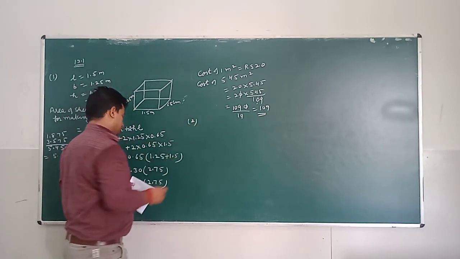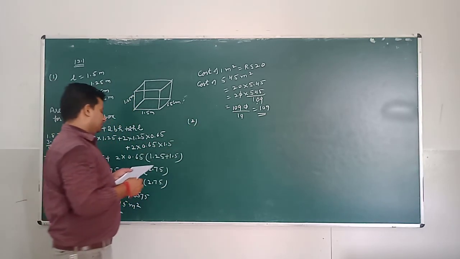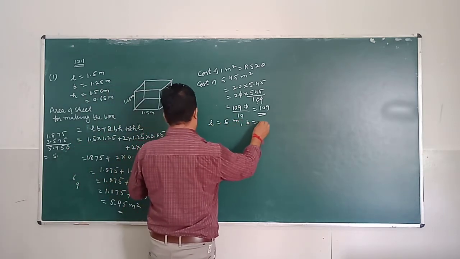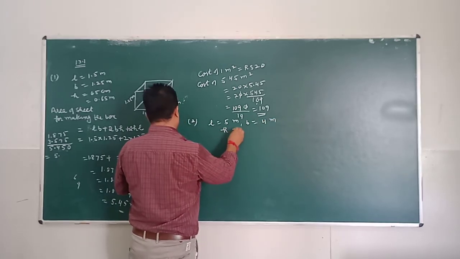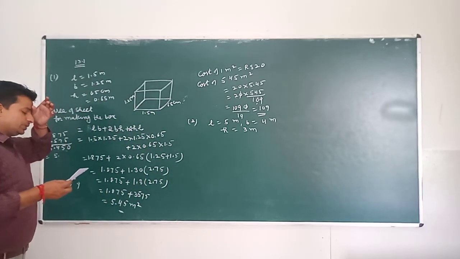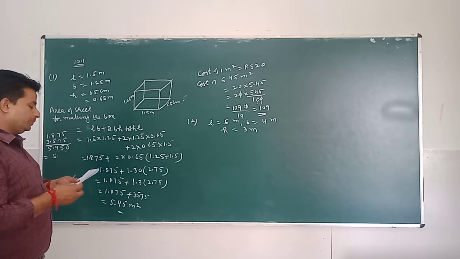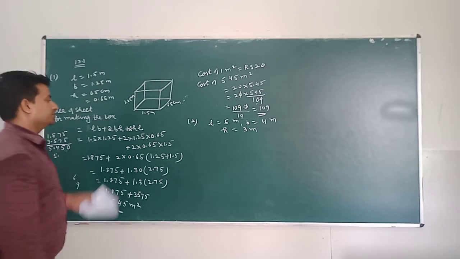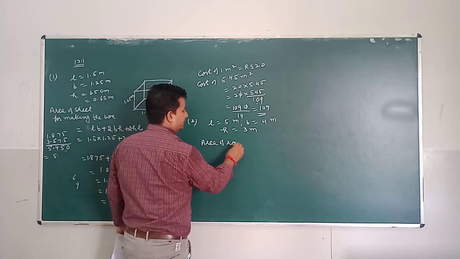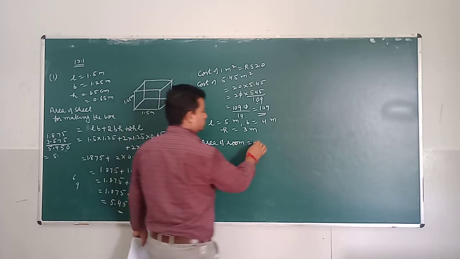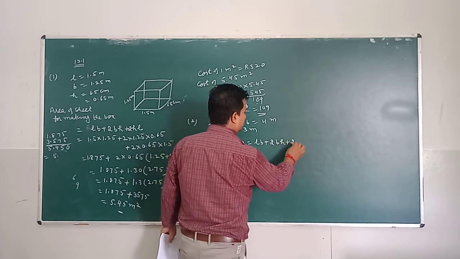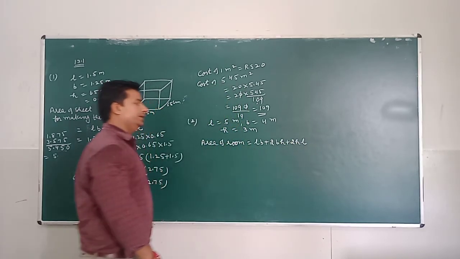In second question, the statement is: the length, breadth and height of a room. Length of room is 5, breadth of room is 4 and its height is 3. Find the cost of whitewashing the walls of the room and ceiling at the rate of rupees 7.50 per meter square. So first we find the area of room. Here the base is not included, so its area is length into breadth plus 2 into BH plus 2 into HL.